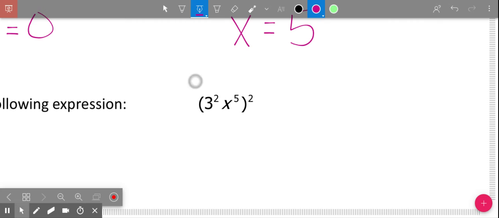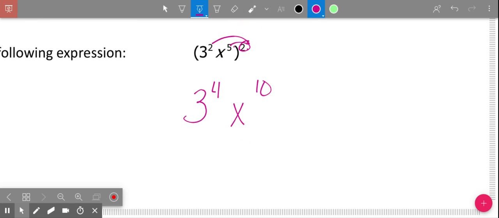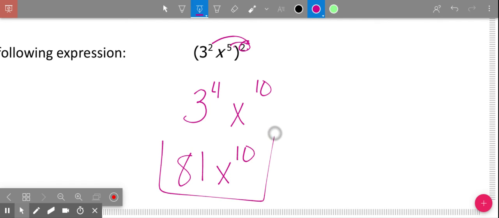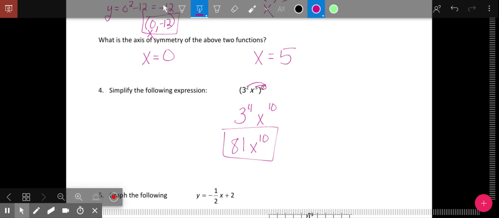Okay, so the first one, this is our power to a power property, if you remember that, where we know that the exponent is on the outside, so we have to multiply all of our exponents by that 2. So 2 times 2 will give me 3 to the 4th. 5 times 2 will give me x to the 10th. Well, 3 to the 4th is just 3 times 3 times 3 times 3, which will give me 81x to the 10th. So that's for that one. If you can't remember that stuff, just let me know. I can help step you through that a little bit slower.